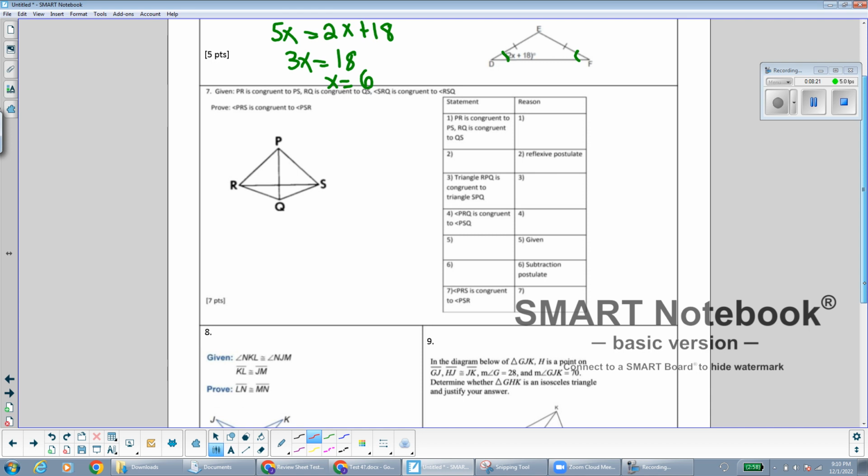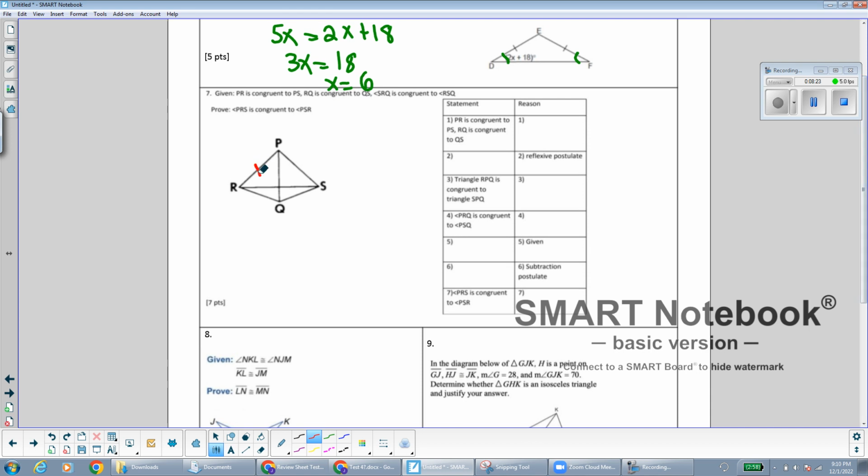Moving down, we know that PR is congruent to PS. RQ is congruent to QS. Angle SRQ is congruent to angle RSQ. And our goal is to prove that angle PRS, so this piece of the angle up here, is congruent to angle PSR, the piece of the angle right up here.